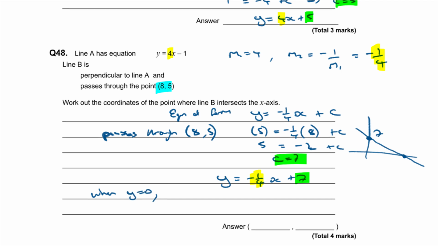Okay, so we're going to sub that into the equation. 0 equals minus a quarter x plus 7. Okay, so taking my minus a quarter x to the other side, I'm going to get a quarter of x is equal to 7, and then multiplying both sides through by 4, I'm going to get x is equal to 4 lots of 7, that's equal to 28. Okay, so my coordinate down there is going to be x is 28, y is 0, so (28, 0).